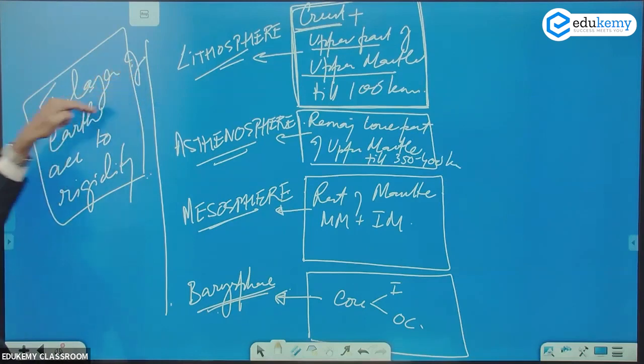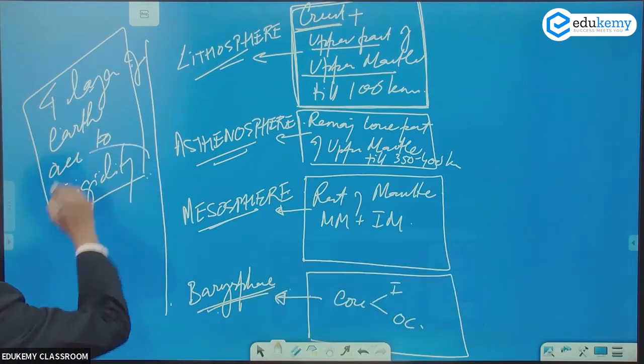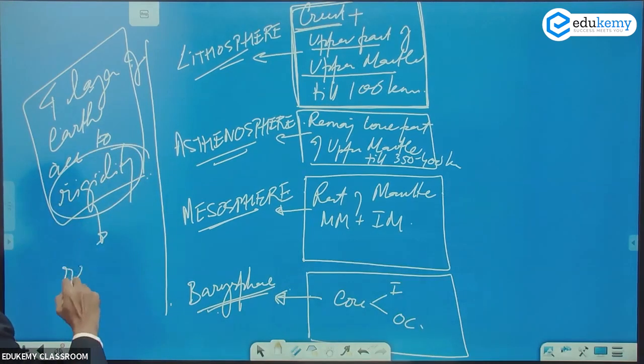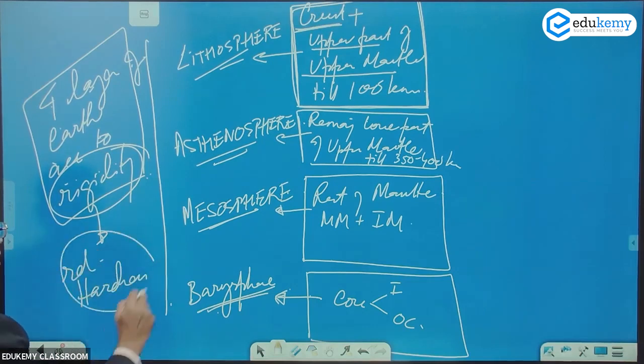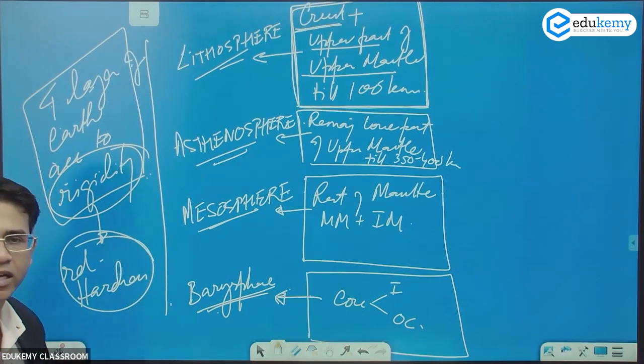The 4 layers of Earth according to rigidity. In terms of hardness. What's the meaning of the word rigidity? This is in terms of relative hardness.